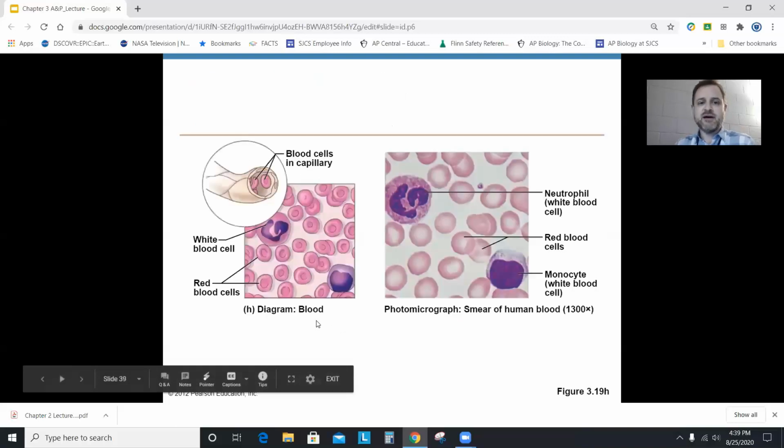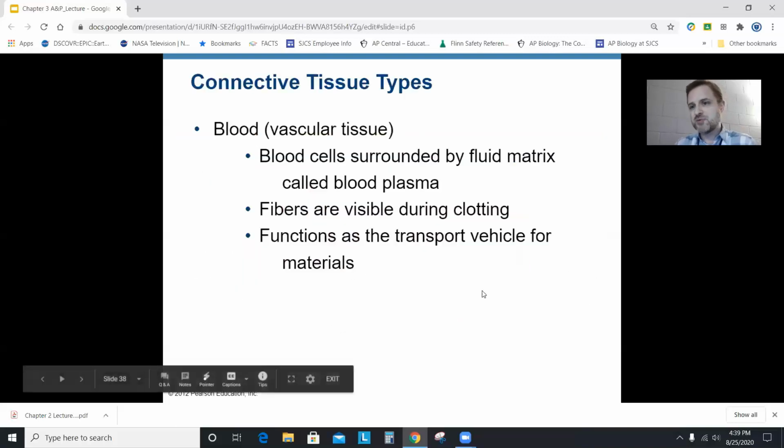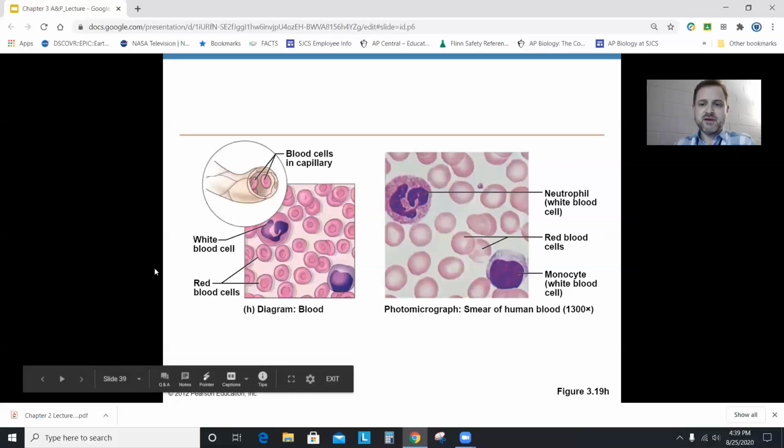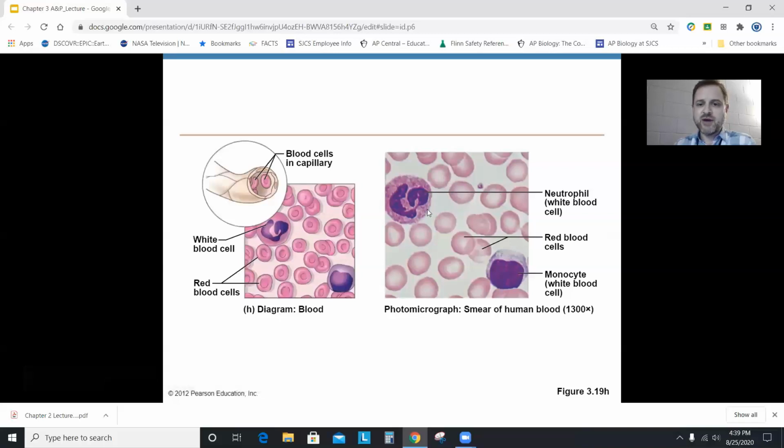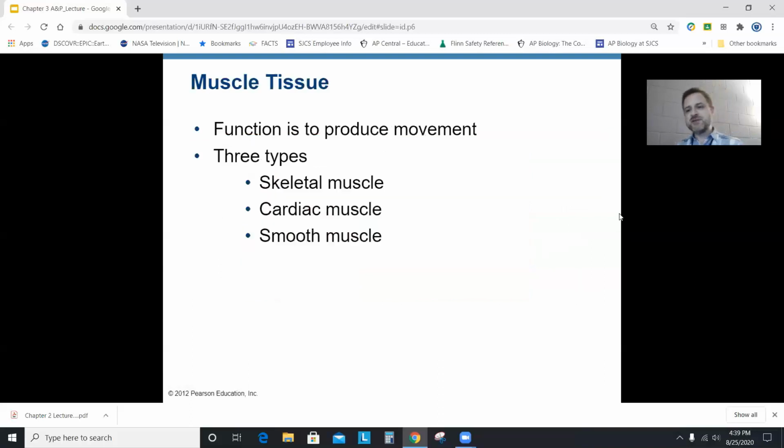Obviously, the function here would be transporting things through your body. Here you just see white blood cells, red blood cells. Again, there's a whole chapter on blood later. Okay, so that's all for epithelial and connective. So muscle tissue, we're just going to go through this briefly because there's a whole chapter on the muscles later.